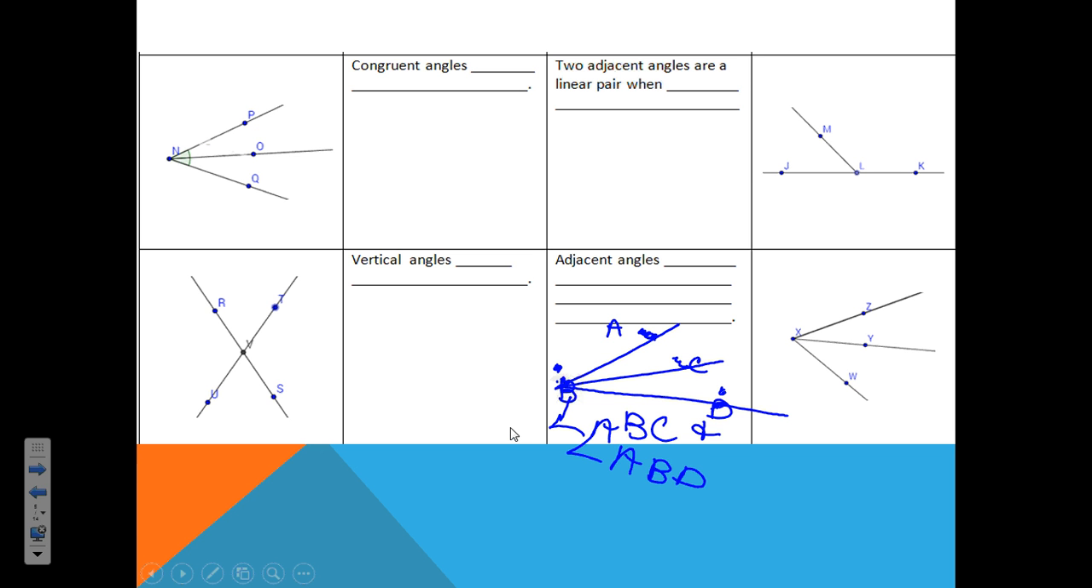All right, you bet. Two adjacent angles are a linear pair when their non-common sides are opposite rays. Turn and teach it to somebody.